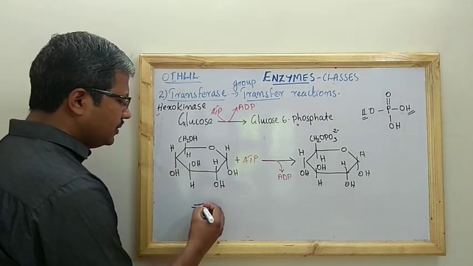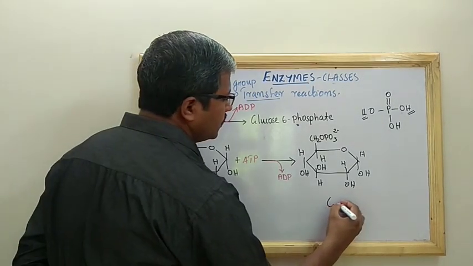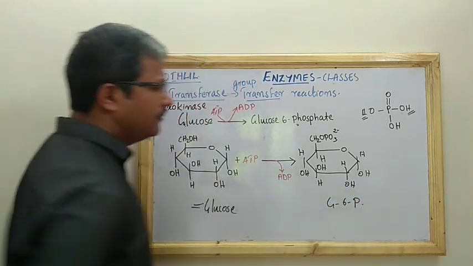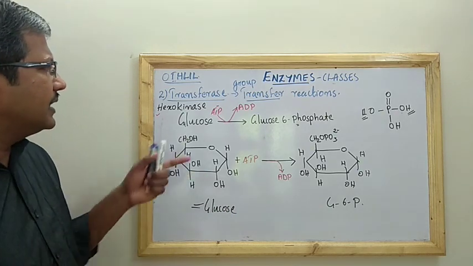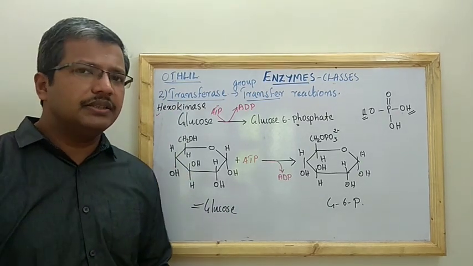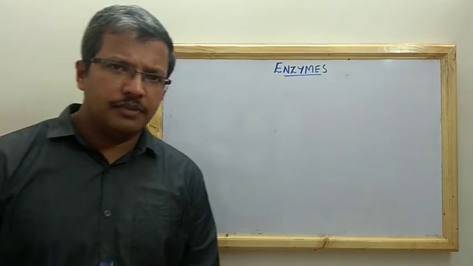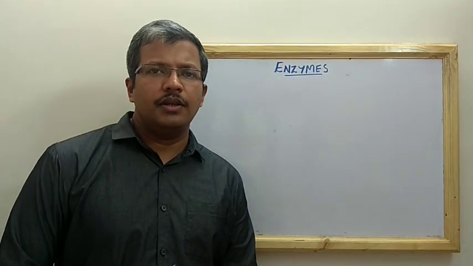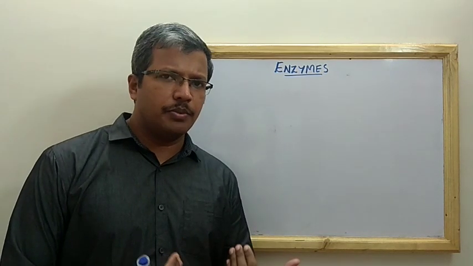So this is glucose, and this one is glucose 6-phosphate. This is the reaction catalyzed by the enzyme of the transferase class. The example is the hexokinase. I am stopping this session here because it will be too long to upload to YouTube. For convenience, I will stop here.